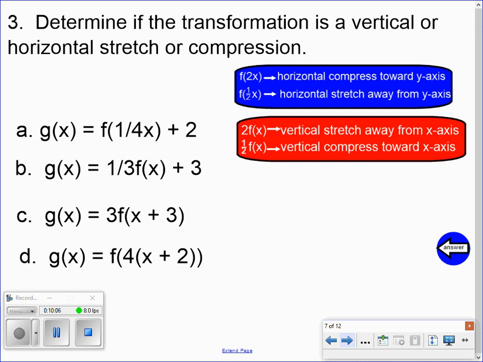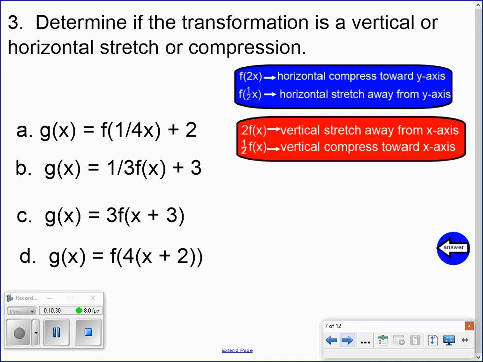Okay, we're going to determine the transformations that are happening here. All right, there are multiple transformations that could be taking place at the same time. So if we're looking at A, we have f of 1/4 x. The 1/4 is on the inside. And so what this tells me is that it's horizontal. Because it's 1/4, that tells me that it's a horizontal stretch. So we have a horizontal stretch.